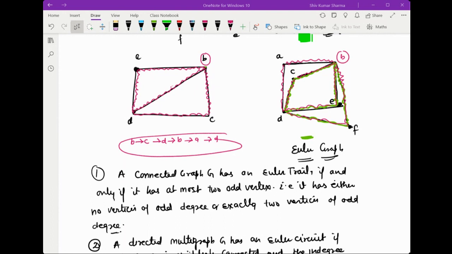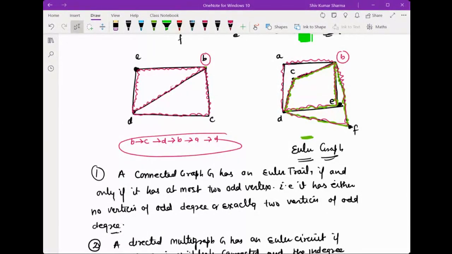The connected graph G has an Eulerian trail if and only if it has at most 2 odd vertices. So it has either no vertices of odd degree or exactly 2 vertices of odd degree. These points will help you identify whether the given graph is an Euler graph or not on the basis of the degree of the vertices.